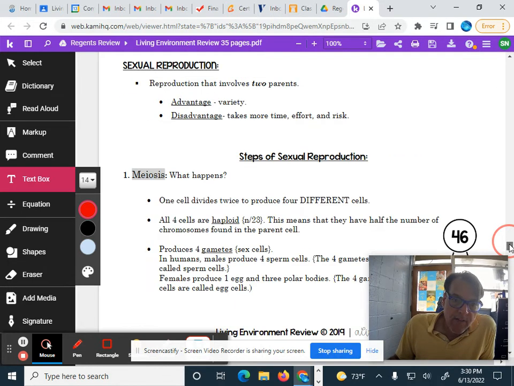Sexual reproduction, the advantage is you have variety. Every organism is a little different. So if a pathogen is going to kill an organism, it's not going to kill all of them. The disadvantage is you have to find a mate. It takes a lot of time.